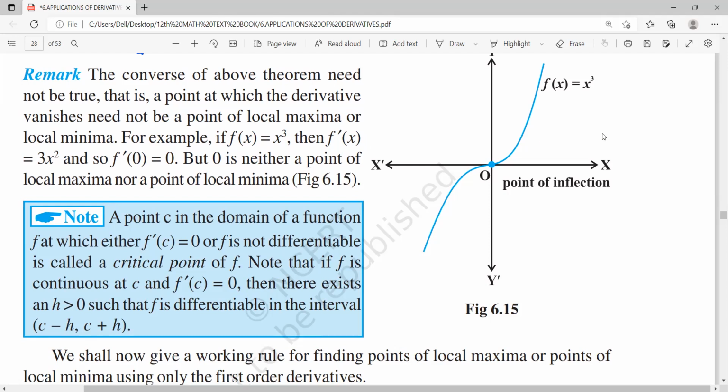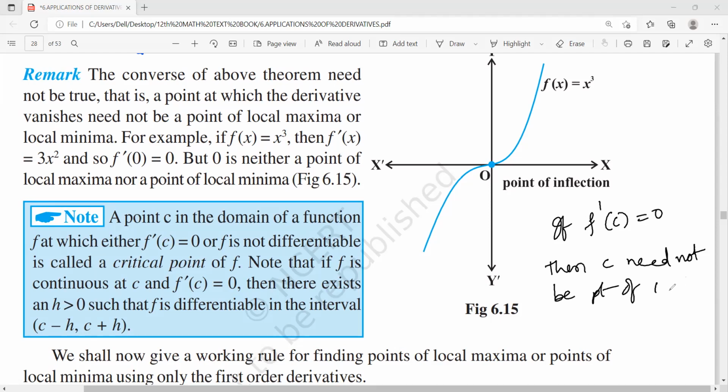This is a very good example to understand. The converse is also not true. If f dash of c equals 0, then c need not be a point of local maximum or local minimum. f dash of c equal to 0 doesn't mean that it's always a turning point. Sometimes it may not be.